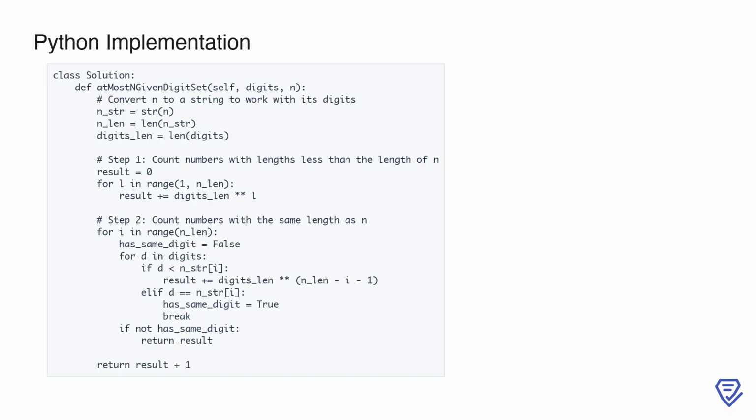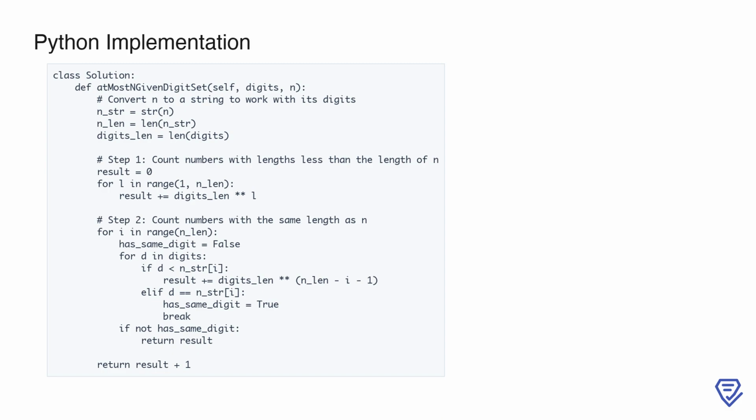1. Convert n to a string. Since we need to compare digits of n individually, converting n to a string, n_str, is helpful. We also calculate the length of n, n_len, and the number of digits in the given set, digits_len. 2. Step 1. Count numbers with shorter lengths. For numbers shorter than n, all combinations of the digits are valid. For each length L from 1 to n_len-1, there are digits_len^L valid numbers. We accumulate this count in the variable result.